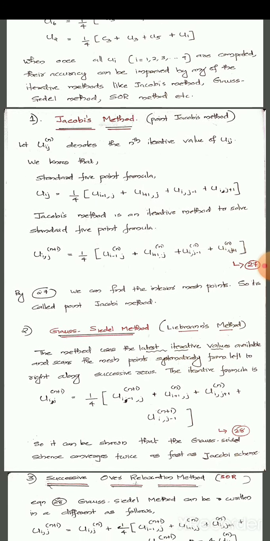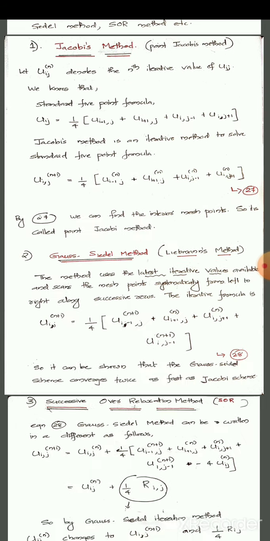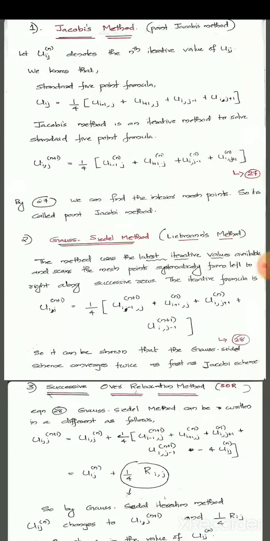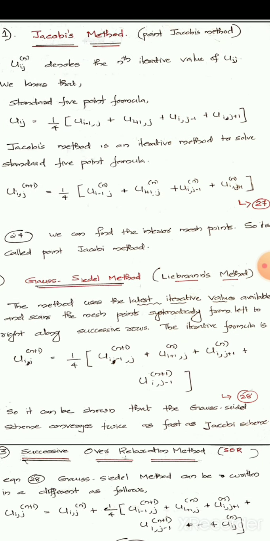The first iterative method is the Jacobi method. The Jacobi method is the iterative change of the standard 5-point formula to an iterative 5-point formula, and it is also called the point Jacobi method, where uij of n denotes the n-th iterate of uij. It is represented as equation number 27. Each value at the n-th iteration gives another value at the n plus 1 iteration, so we can find the interior mesh points.